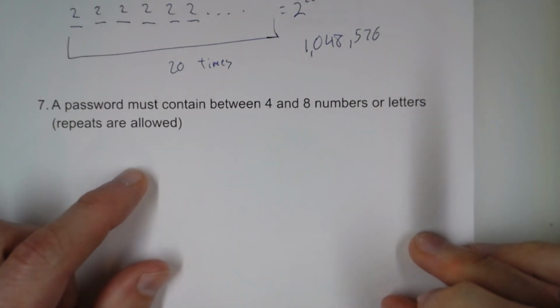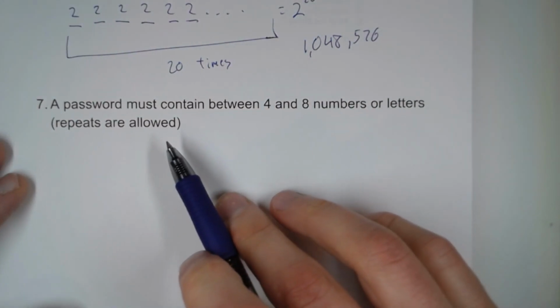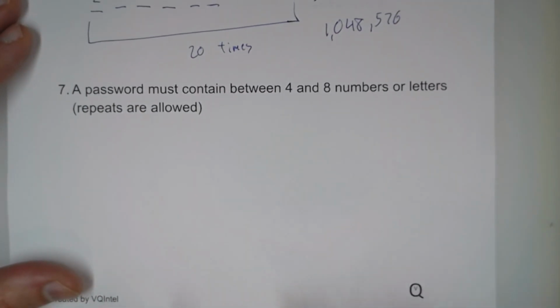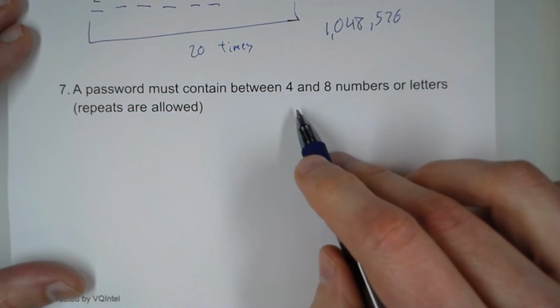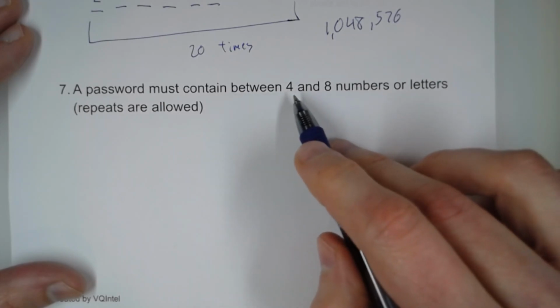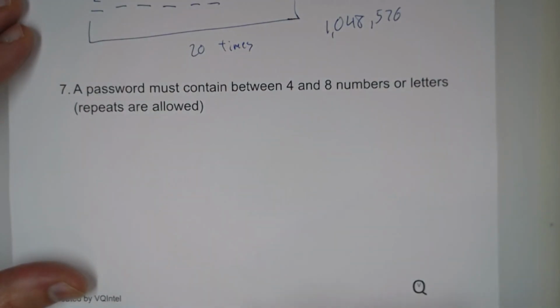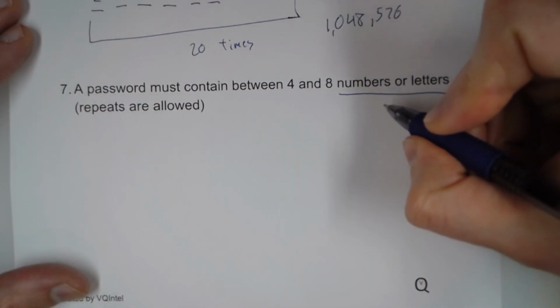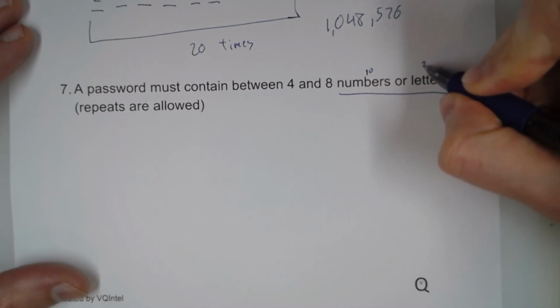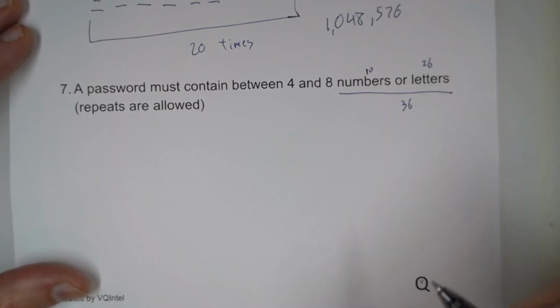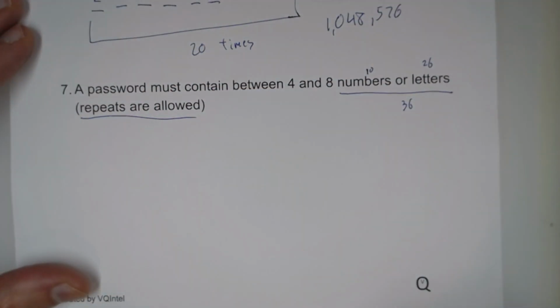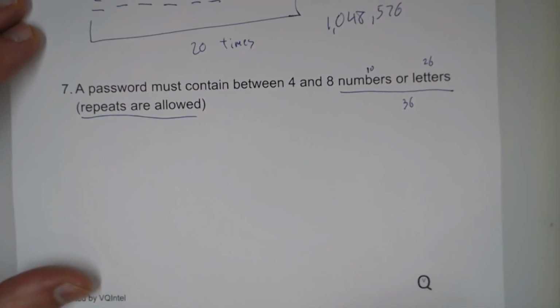Number 7. A password must contain between 4 and 8 numbers or letters. So, two things here. One, we're not told how many it has to be. It could be anywhere between 4 and 8. So we have to consider that. Then also, numbers or letters. Well, there's 10 numbers and 26 letters, so there's 36 overall to choose from. Now, thing to be aware of is repeats are possible.